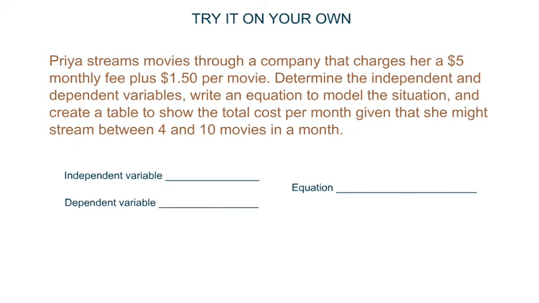On your own, here is one for you to try on your own. Pura streams movies through a company that charges her a $5 monthly fee, plus $1.50 per movie. So it's going to do several things here. I want you to determine the independent and dependent variables, write an equation to model the situation, and create a table to show the total cost per month, given that she might stream between 4 and 10 movies in a month.